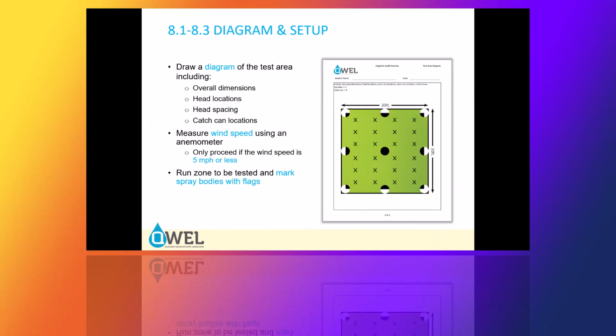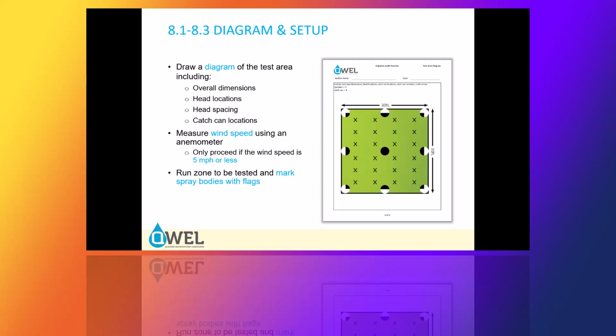So what are the first steps? We're going to diagram the area. We're going to draw a diagram of the test area, including the overall dimensions, the head locations, the head spacing, and the catch can locations. We want to measure the wind speed using an anemometer. We're only going to proceed if the wind speed is less than 5 miles per hour. We do want to check it a few times during the audit itself.